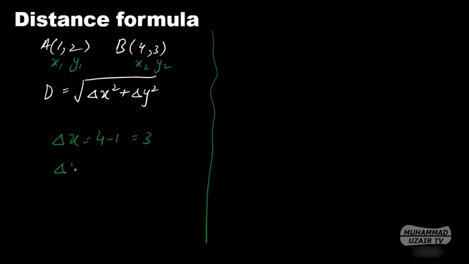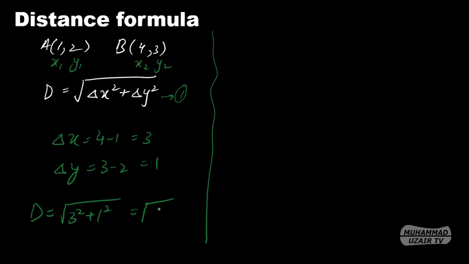Here delta y will be equal to y2 minus y1, 3 minus 2, which is equal to 1. So by putting values in this equation, d will be equal to under root 3 square plus 1 square, which is equal to 3 3s are 9 and 1 square is 1, so which is equal to under root 10.